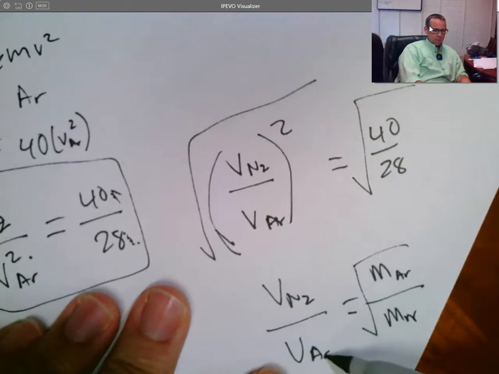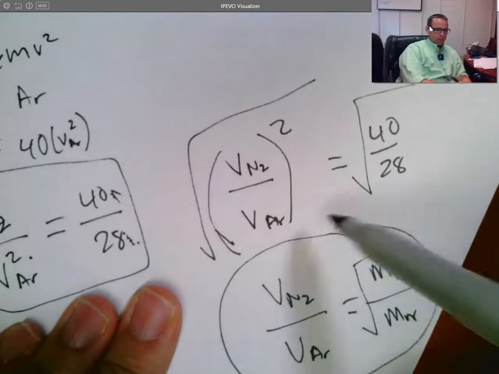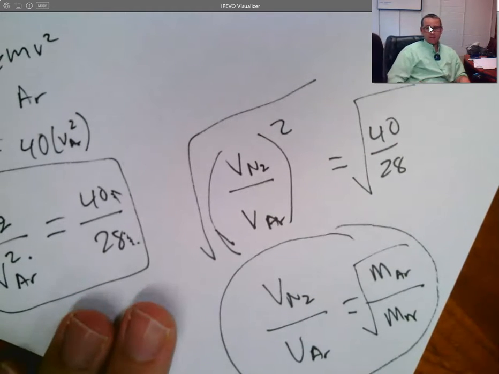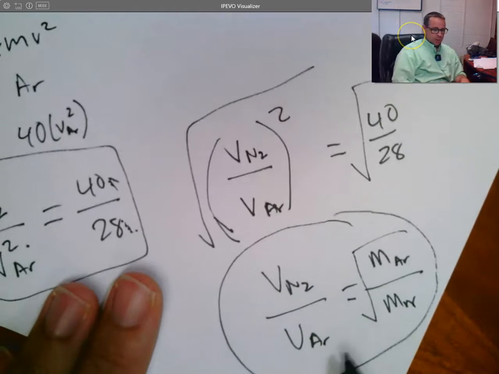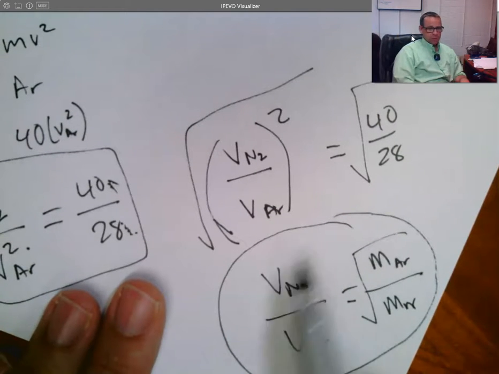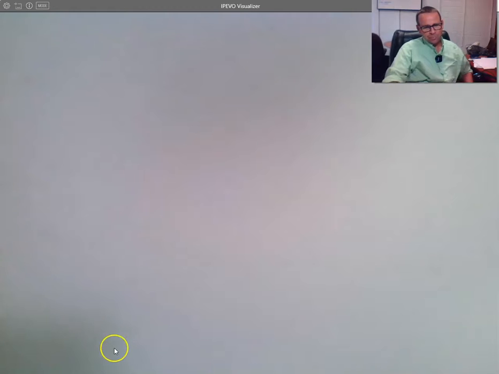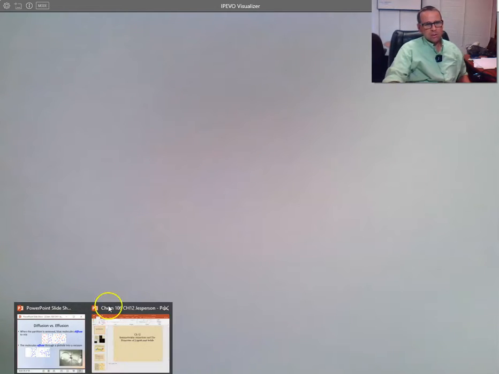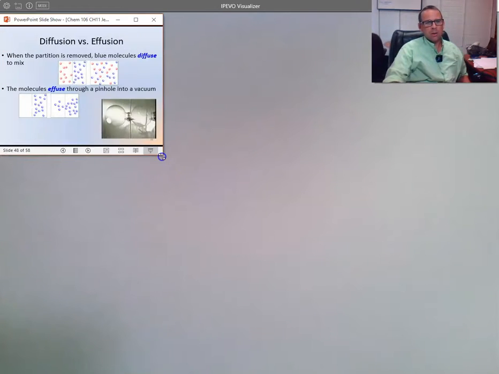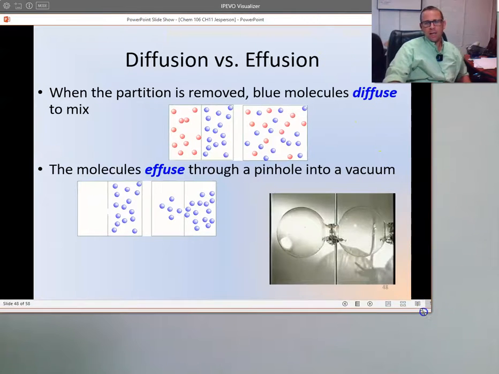Now here the argon's on the bottom and here the argon's on top. But what I'm learning here is the relative relationship of how fast molecules can move, and it is identified by this relationship. Okay? So let's bring up our slide again.